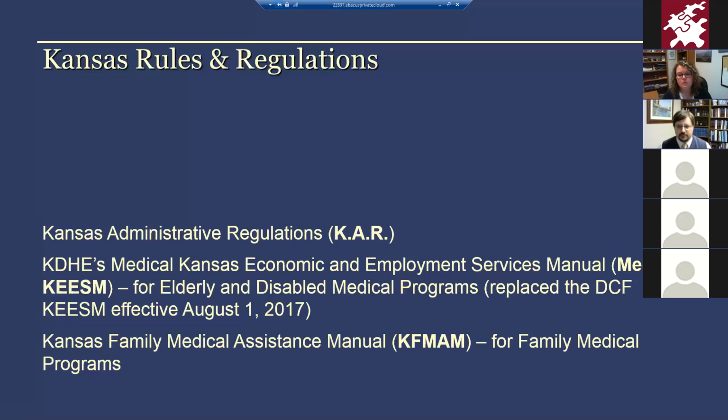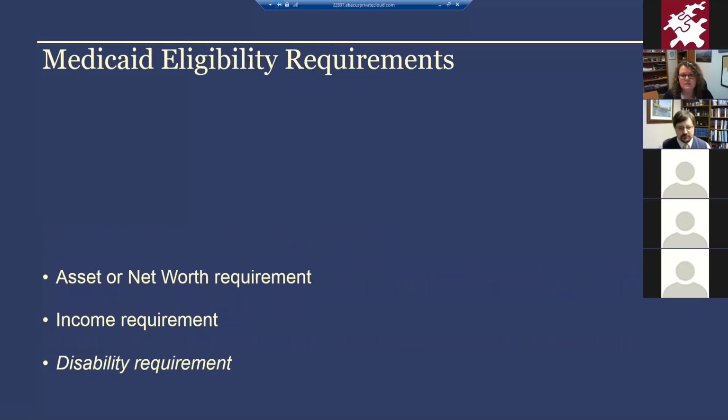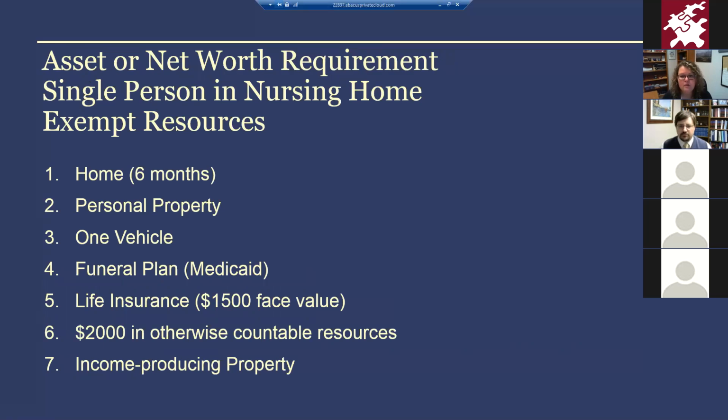And so it's important, if you're working with the elderly and disabled, that you're keeping up to speed with changes of the medical KESM. If you're working more with family medical, you want to take a look at the family medical manual as well. All right, what do we have next on here? Eligibility requirements for Medicaid. There again, we've got asset requirements, resource limits, income requirements, and disability as well. And we'll go into that a little bit more here in just a minute.